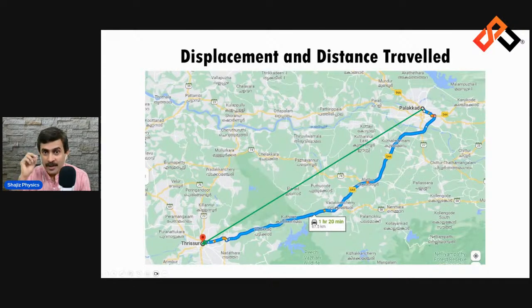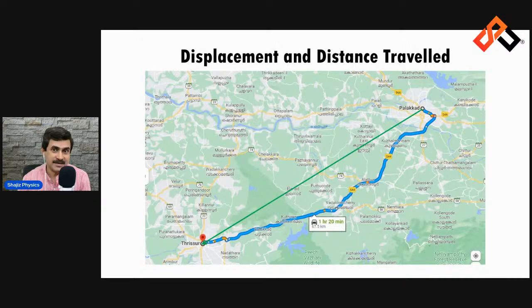So in order to obtain the actual distance traveled by you to reach Thrissur from Palakkad, you need to measure the actual length of the road, which is marked in blue color, solid color. That will be the distance traveled. But the displacement is the straight line connecting initial and final position. Here, one very, very important thing you need to understand: while you describe displacement, direction is absolutely crucial.